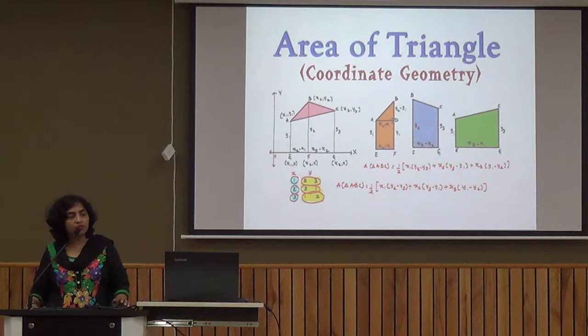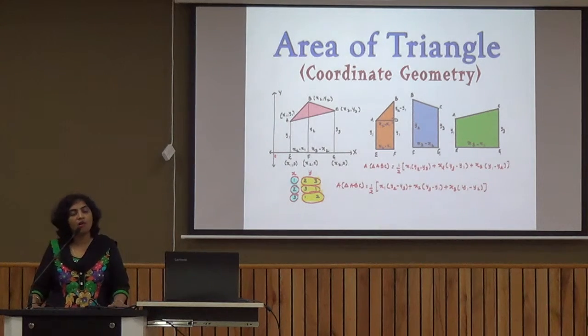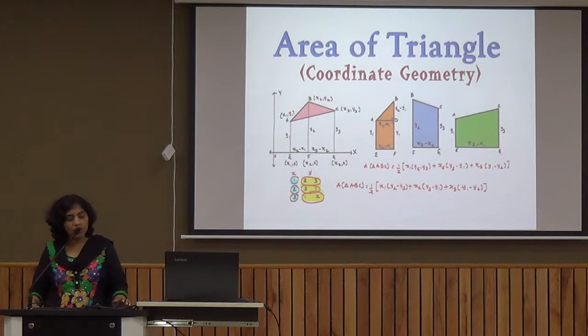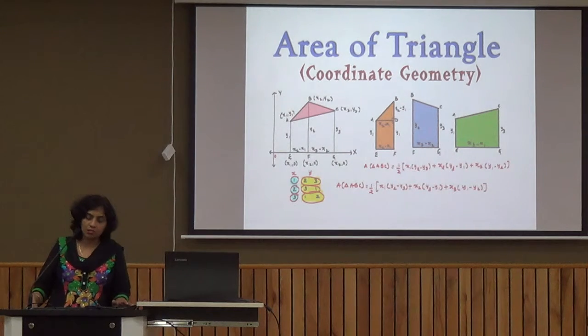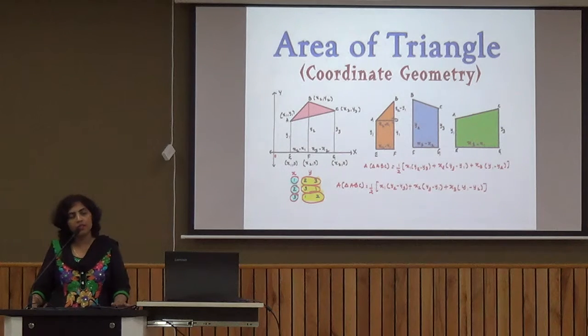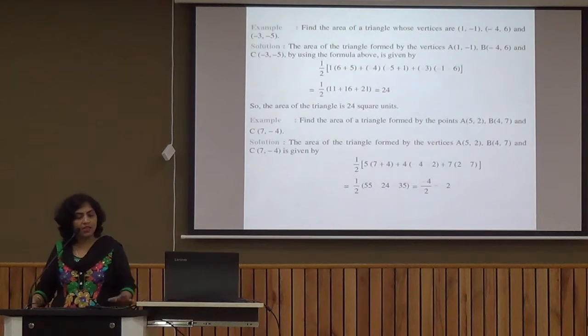So from the first two trapezium areas, we subtract the area of the third trapezium to get the area of the triangle as half into modulus x1 into (y2 minus y3) plus x2 into (y3 minus y1) plus x3 into (y1 minus y2). And let's see an example.